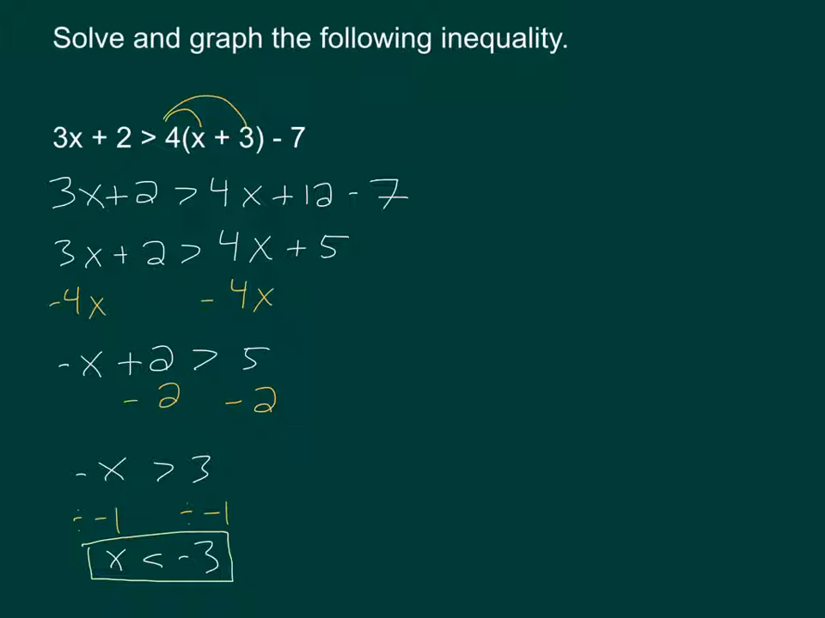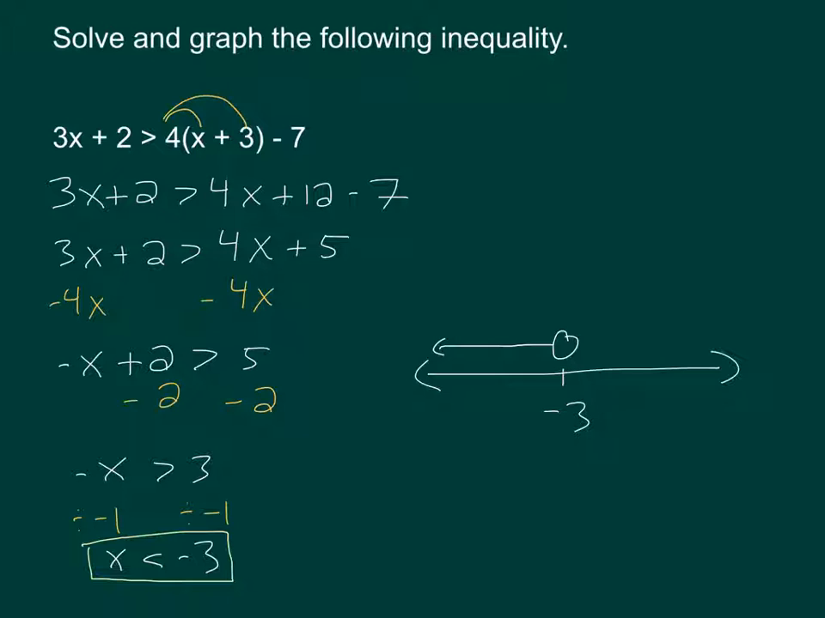So now we need to graph that on a number line. So I'm just going to make a number line. Clearly the important point is at negative 3. Because it's just less than, I know I do an open circle, and less than will go to the left. So all of these values over here will work.